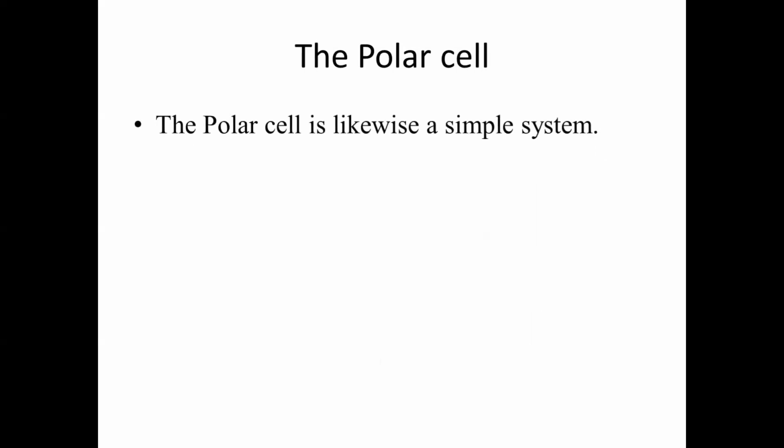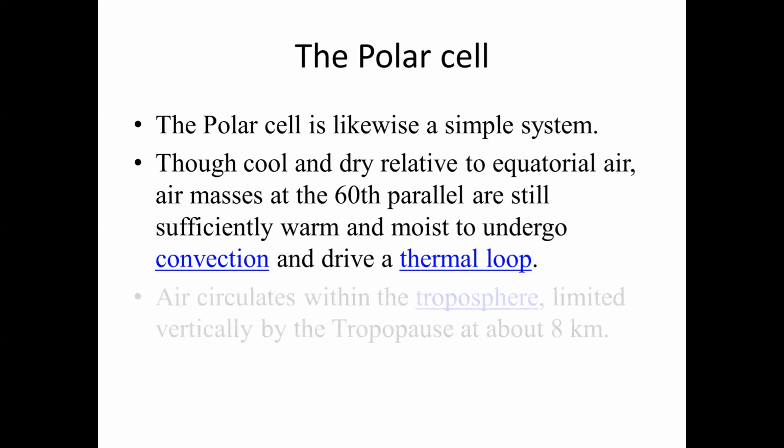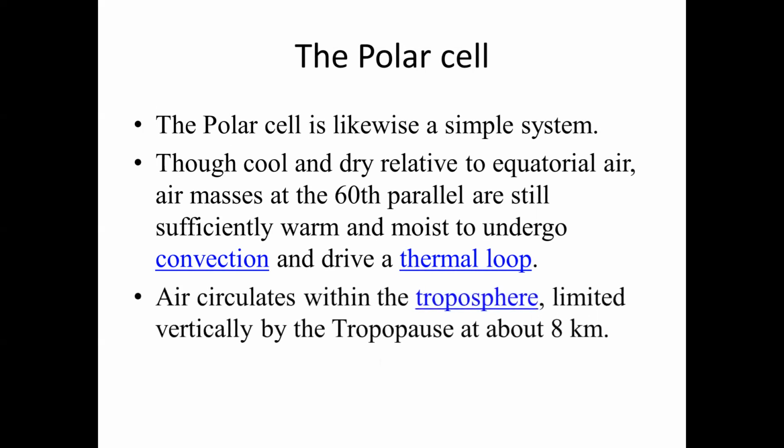The third cell is the polar cell. It is likewise a simple system. Though cool and dry relative to equatorial air, air masses at the 60th parallel are still sufficiently warm and moist to undergo convection and drive a thermal loop. Air circulates within the troposphere, limited vertically by the tropopause at about 8 kilometers.